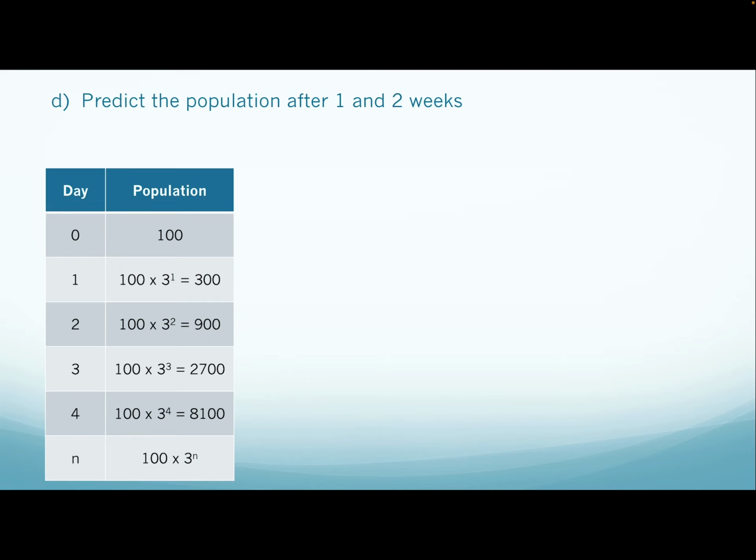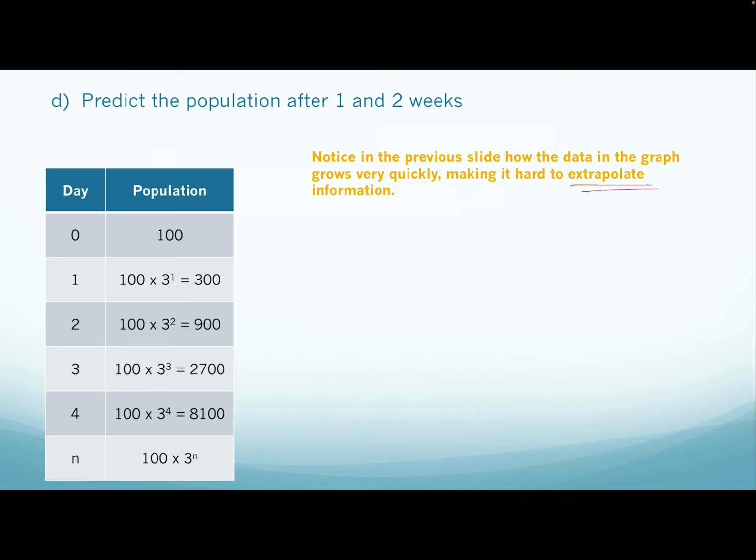So predict the population after 1 and 2 weeks. Well, if you notice in the previous slide how the data and the graph goes very quickly, which makes it hard to extrapolate information. So extrapolation just means when we're looking for information that's outside of our data points. So we were only given points up until the first 4 days, and we want to know what happens after 1 week. So that graph grows really quickly, and trying to graph it and get the y value is really difficult. So it's easier to work with the equation.